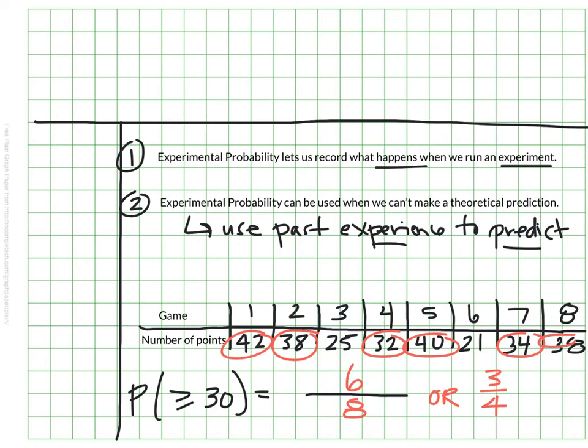So this video was about experimental probability, and it's different than theoretical probability because it might involve us recording what happens in a real experiment, right? Which we can't do if we're just making a prediction from theory. And also it can be used when we can't make a theoretical probability, when it's based on something that doesn't have a concrete result like heads or tails, right? So we saw that with our basketball example as well.